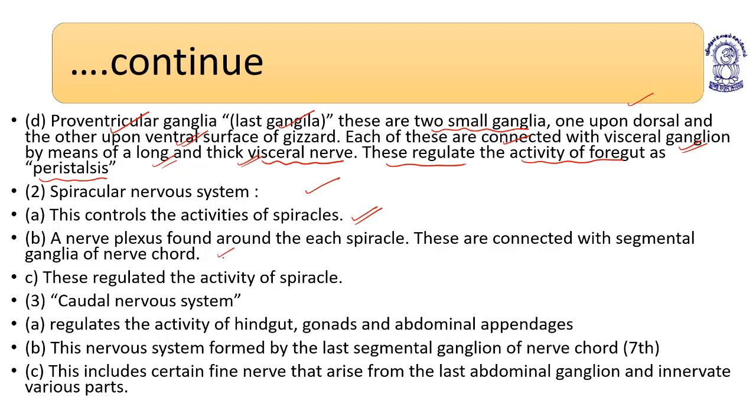The nerve plexus found around each spiracle is connected with the segmental ganglia of the nerve cord. So a nerve plexus which is found around each spiracle is connected with the segmental ganglia of each nerve cord. These help to regulate the activity of spiracles, which further maintains the rate of flow, the exchange of gases.